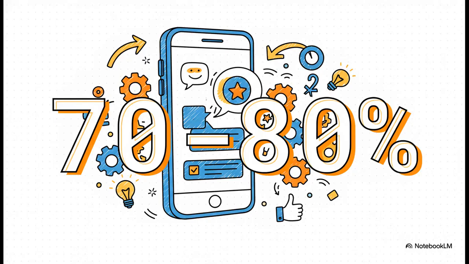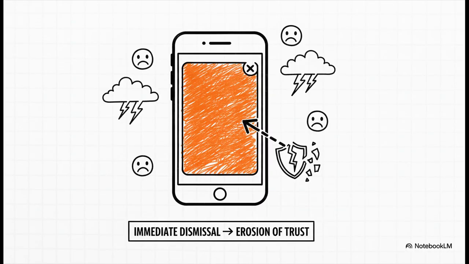But before we get to the good stuff, we have to face the cold, hard truth of the problem. And it comes down to this number: 70 to 80%. Think about that. That's a huge majority of people. And what are they all doing when they see a pop-up? They're dismissing it instantly, without even a second thought. And that right there is the villain of our story today, the intrusive, poorly timed pop-up. And listen, it's not just a minor inconvenience. This is a feature that can literally drive people away from your app for good.